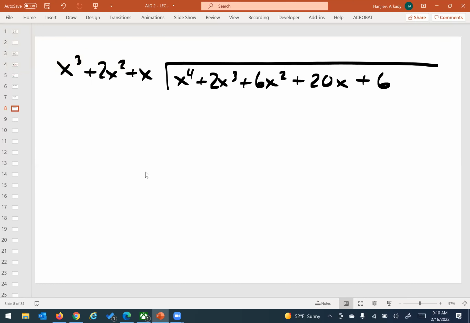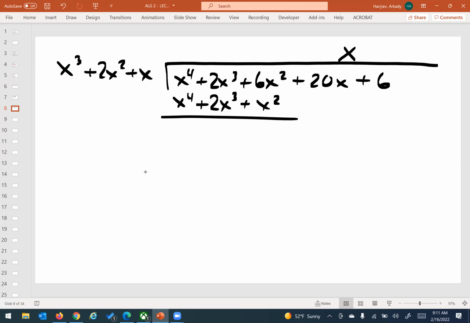All right, let's see. So the question is this: how many times does x cubed give you x to the fourth? Or what do you multiply? X. Just an x. It's the x column, right? So if we do that here, x times that gives you x to the fourth. X times that gives you a plus 2x to the third. Okay, x times x gives you x squared.